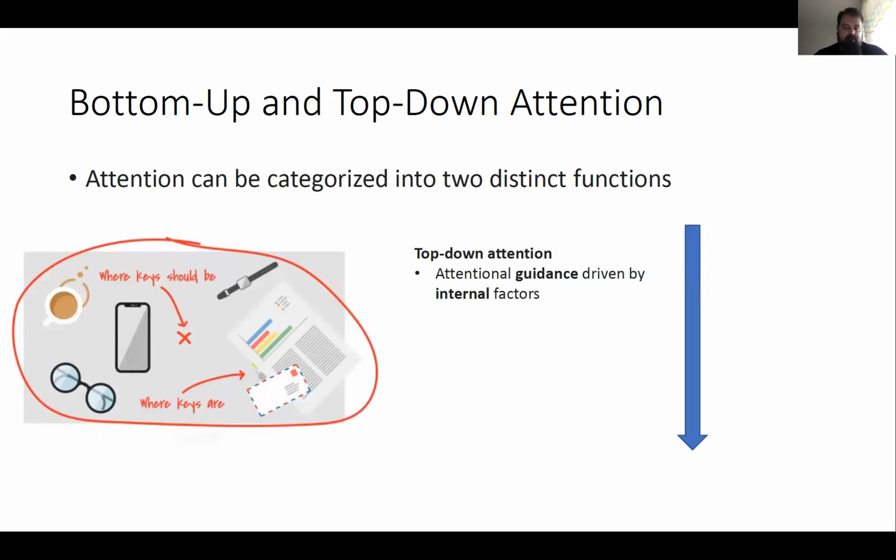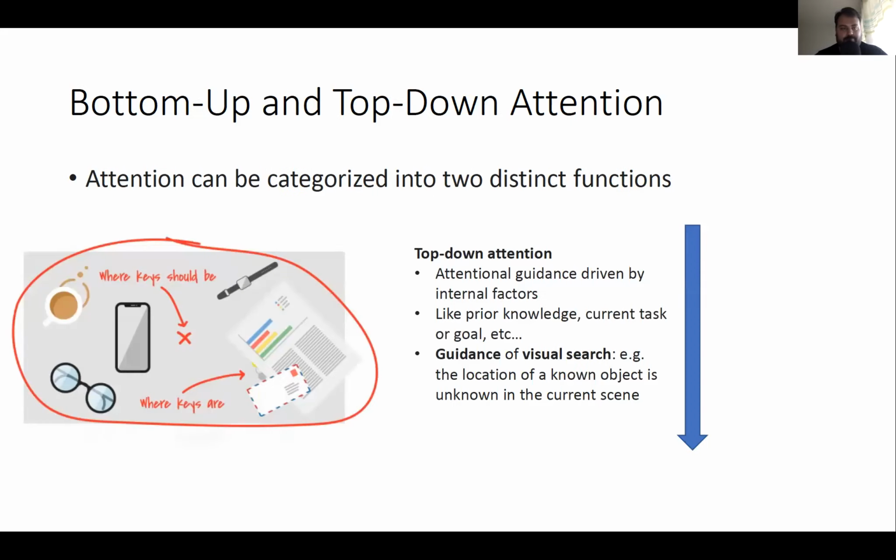Top-down attention is the attentional guidance driven by internal factors, like prior knowledge, current task or goal, and also the guidance of visual search if there is a task and you're seeking a known object in an unknown location in the current scene.